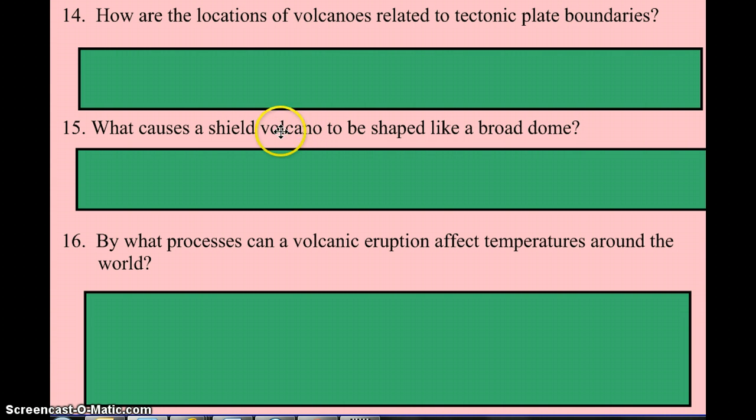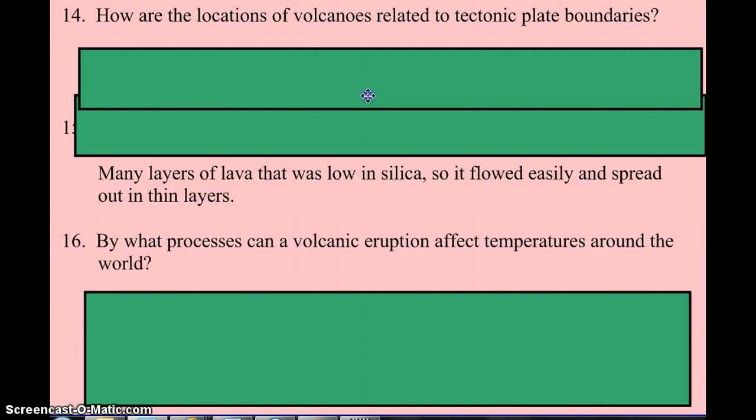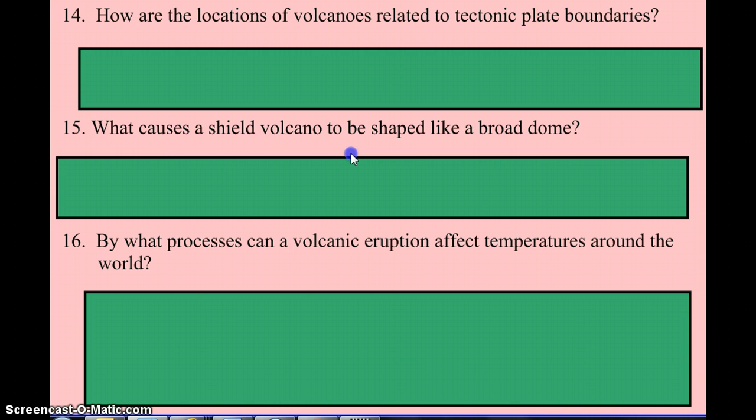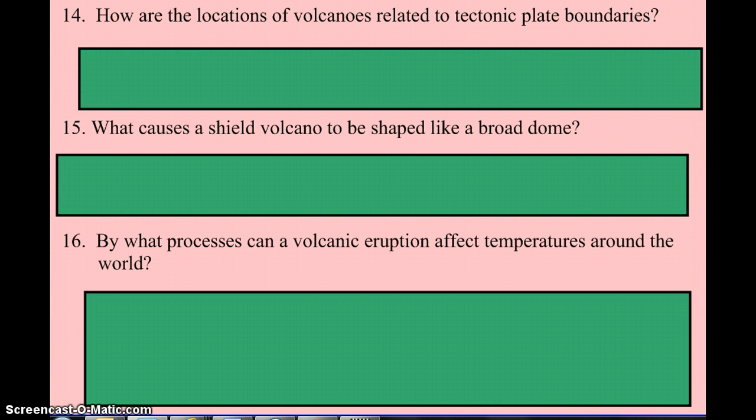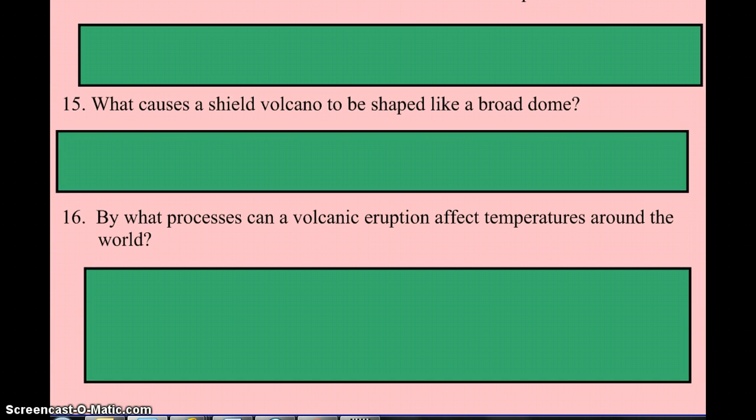What causes a shield volcano to be shaped like a broad dome? Think about what kind of magma it has. It's layers of low silica, so it just flows easily out. It just kind of oozes out on the top surface in thin layers, so it won't build up really tall. It'll just stay real thin in the layers and low.